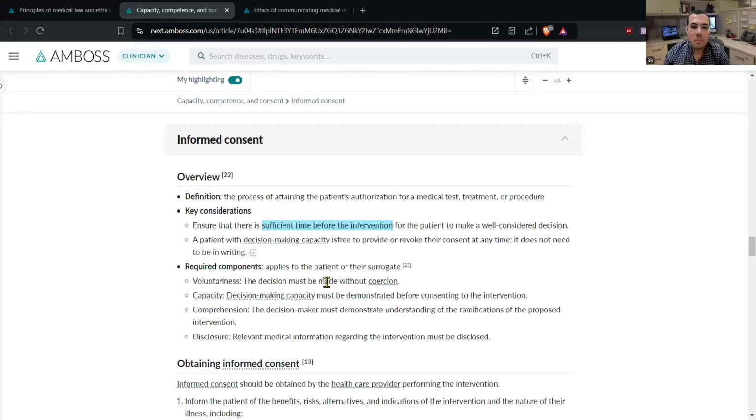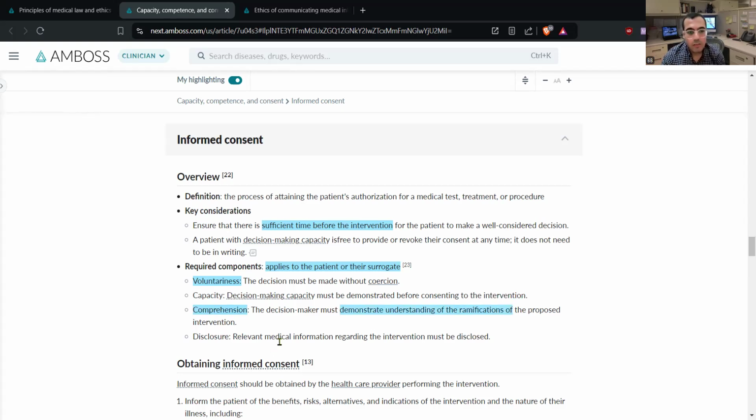Okay. Required components apply to the patient or their surrogate, no matter who is going to make the decision. Voluntariness: the decision must be made without coercion. This is for research and for clinical care also. The patient should always have their autonomy. They shouldn't be given money or anything, or manipulated with words. They should be volunteering and with full conscience to make their decision. Capacity: we should assess their decision-making capacity. It must be demonstrated before counseling on the intervention. And comprehension: the decision maker must demonstrate understanding of the ramifications of the proposed intervention.